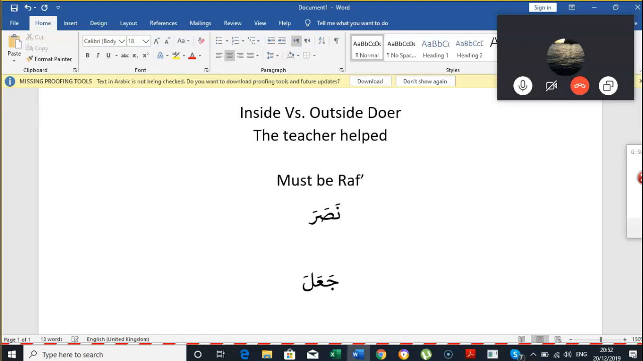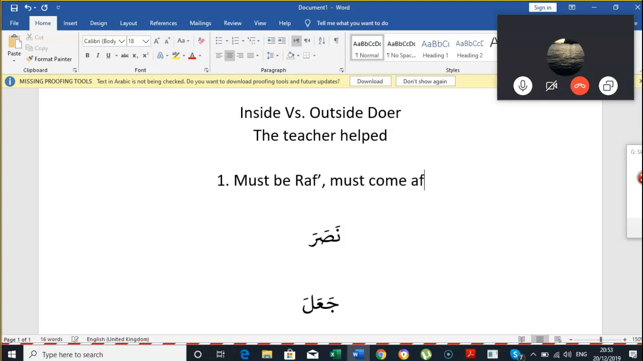What does rafa mean? What's the definition of rafa? Lesson 1. Doer. There you go. So it has to be rafa. You can't have a doer which is nasb or jar. So now we're seeing fi'als and isms coming together. That's first things first. Don't make notes on this yet. I'll summarize it later on. And it must come after the fi'l.